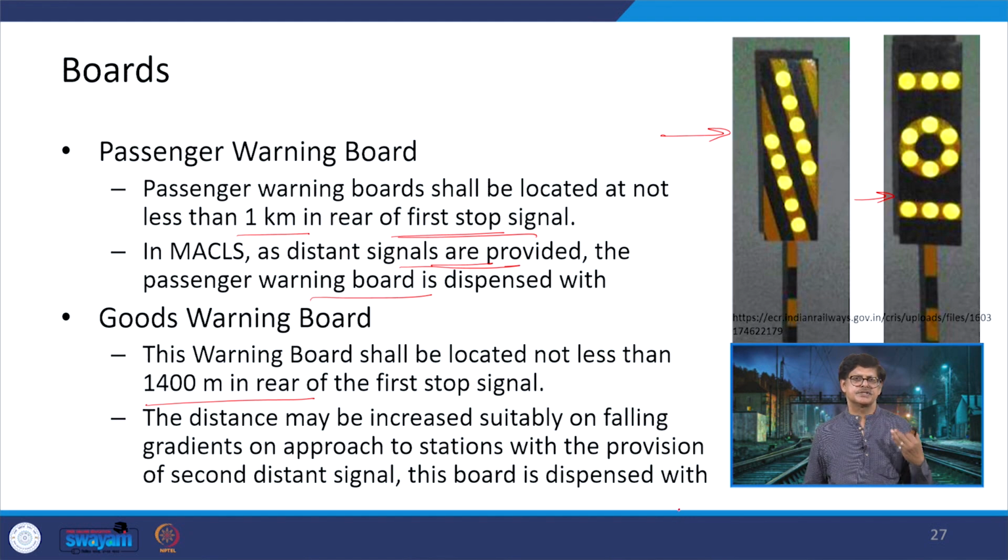So, a big distance is being taken in this case, and the distance may be increased suitably on the falling gradients on approaches to stations. You are coming down, so the distance needs to be increased in those cases. With the provision of the second distant signal, in those cases then this board may not be required. We can work with the distant signals.